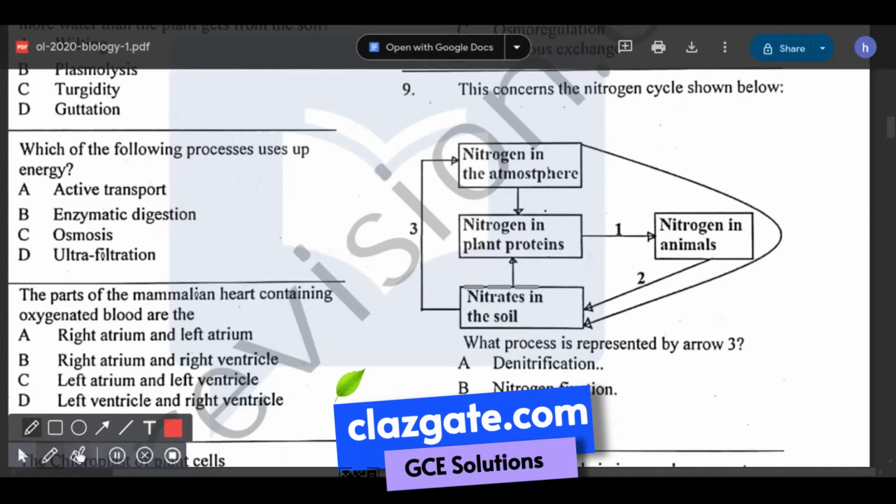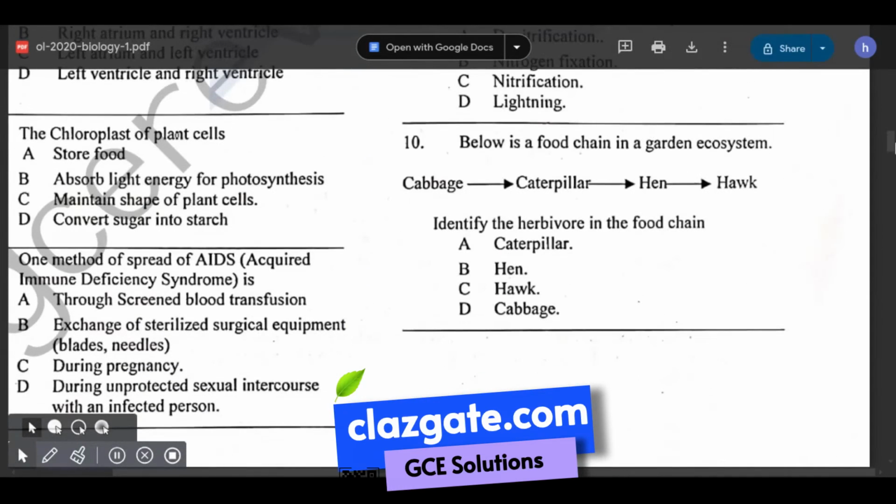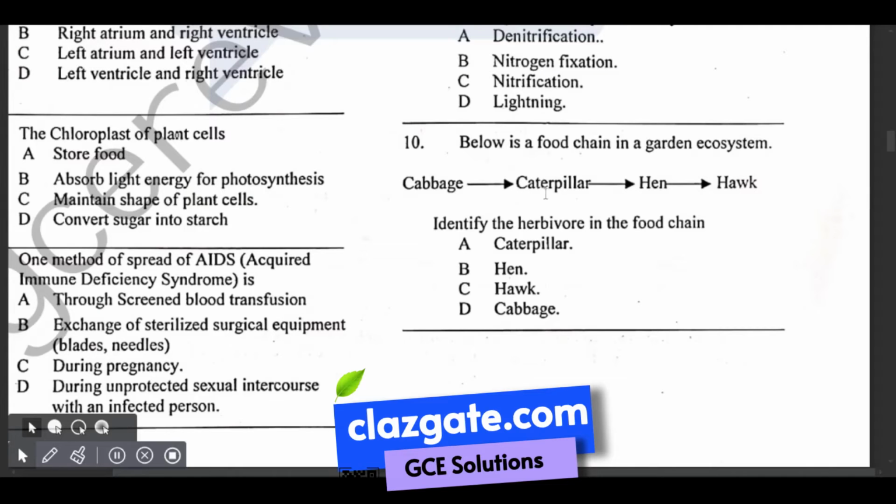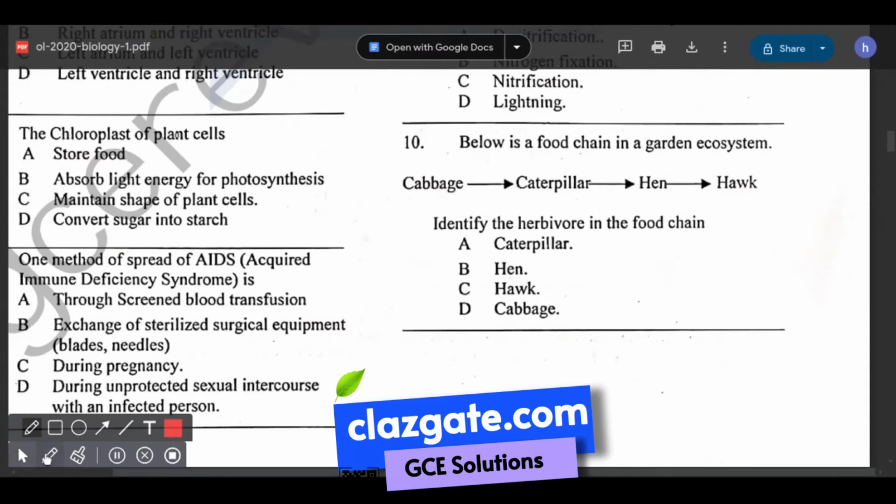Next question, question number 10. Below is a food chain in the garden ecosystem. We have cabbage, caterpillar, hen, hawk. Identify the herbivore in the food chain. What is a herbivore? The herbivore feeds on plants. So what is feeding on the plant? The plant is the cabbage. Well, it is the caterpillar. The caterpillar is the herbivore in the food chain.